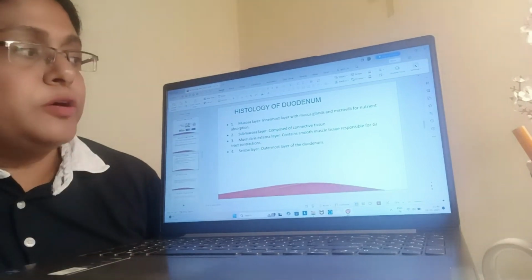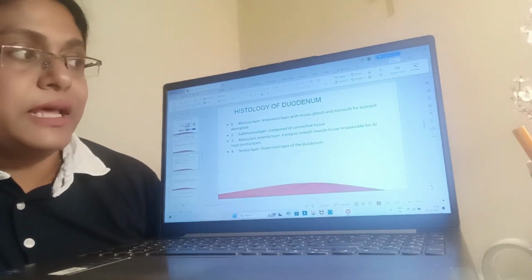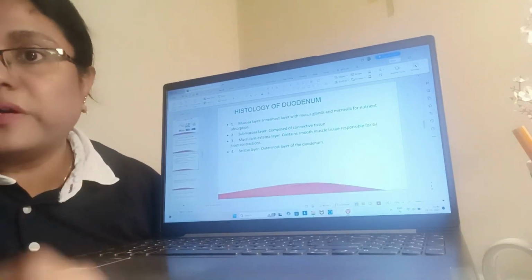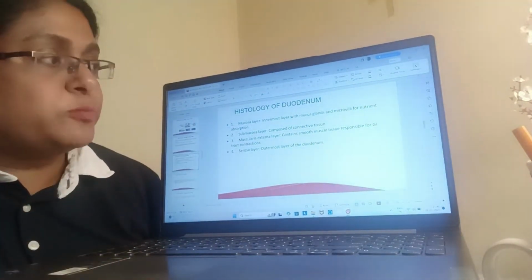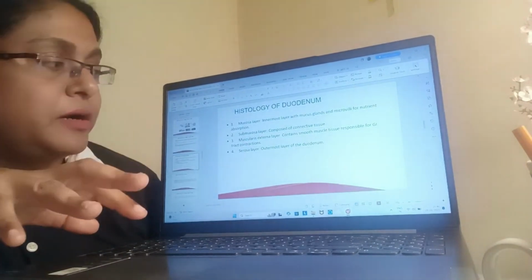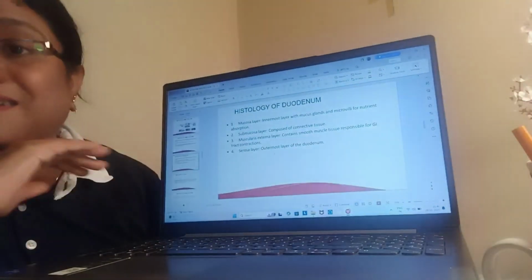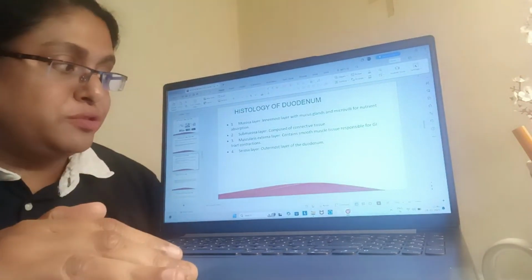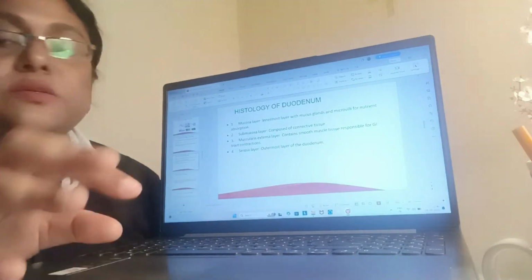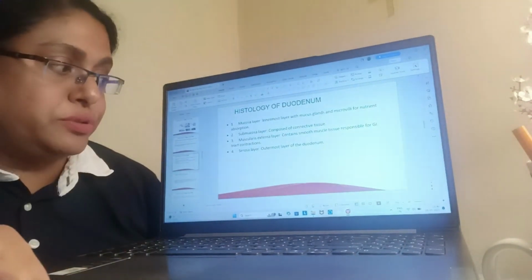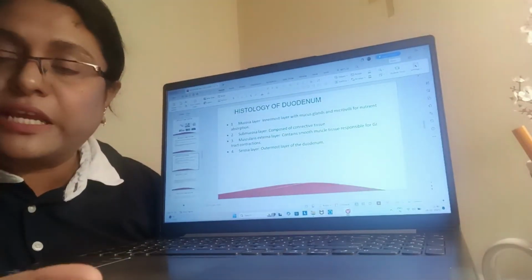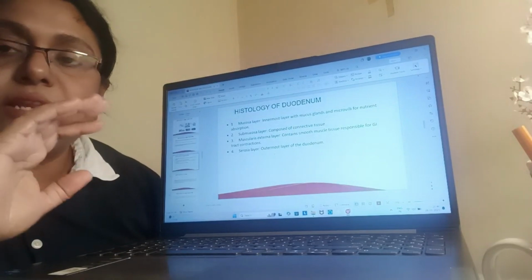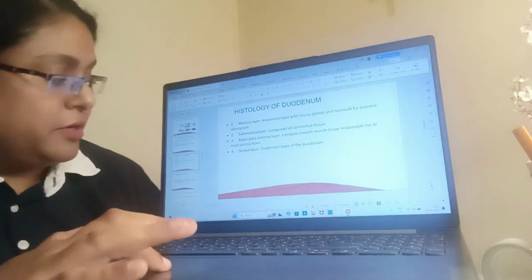The mucosa layer is the innermost layer, with mucus glands and microvilli. So microvilli are really helping with the nutrient absorption which is happening in the duodenum. The submucosa layer is mainly made of connective tissue, and the muscularis externa layer is made of smooth muscle tissue. The fourth one is the serosal layer, and it is the outermost layer of the duodenum.